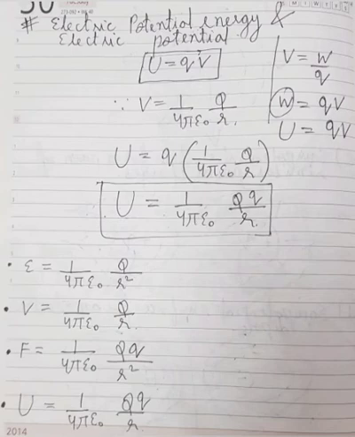But V is equal to 1 upon 4 pi epsilon naught q by r. If we place the value of V in the expression, then it would become U is equal to Q times 1 upon 4 pi epsilon naught q by r, and finally the expression would become U is equal to 1 upon 4 pi epsilon naught q by r.